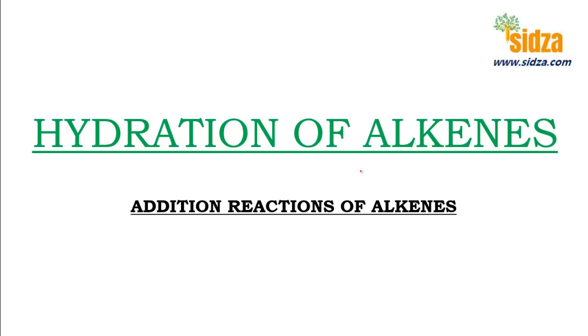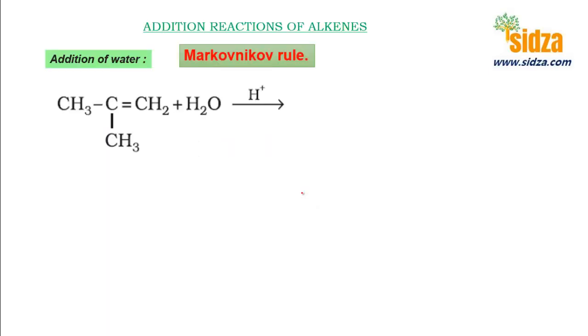Hydration of alkenes. We can add water to the alkenes to get alcohols, right? And this is an electrophilic addition reaction. So when you have an alkene, you can add water in the acidic medium. The mechanism here will be an electrophilic addition reaction, and in the water, we get H+ and the OH- ion, right?